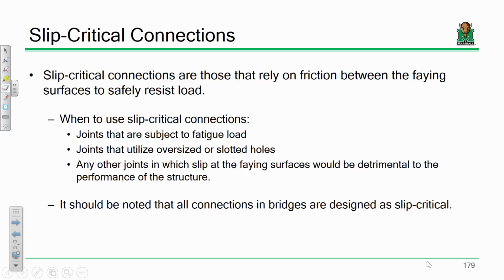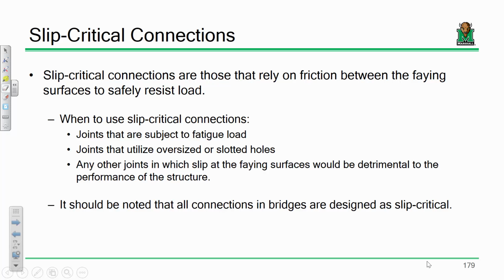Now, when do you use a slip critical connection? Why would you use one versus a regular old bearing type connection? Bearing type connections are going to be your everyday bolted connection in a structure. I would argue that probably most of the connections in this building are bearing type connections. So when would you use a slip critical connection? Well, typically you would use one in connections that have maybe weird geometry, like oversized or slotted holes.